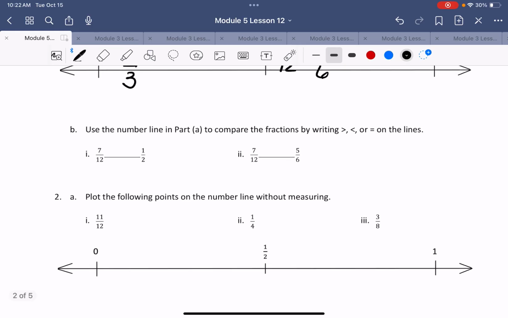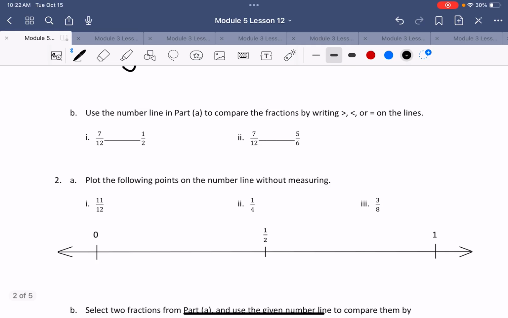Okay, so if we look on our part B, if we had a half and 7/12, we know that 7/12 is greater than a half. If we had 7/12 compared to 5/6, remember we said 3/6 is a half, and 6/12 would be a half, and 7/12 is closer to 6/12 than 5/6 is closer to 3/12. So we would say that 5/6 is greater.